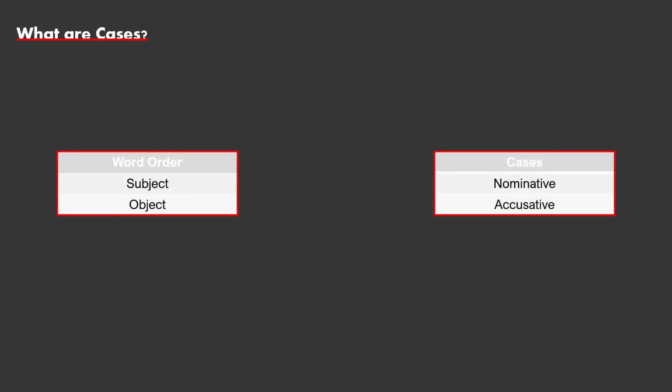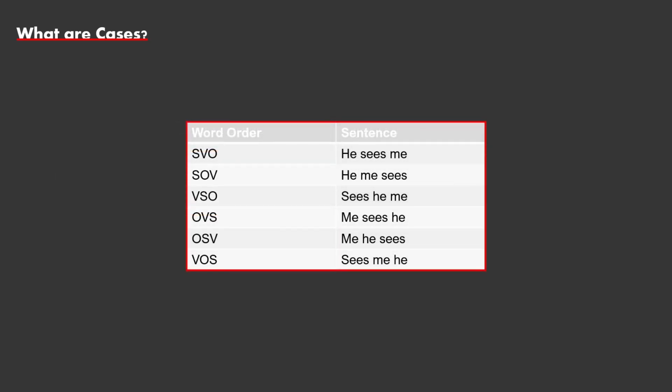So what are cases exactly, and what's the difference to word order? Well, there isn't much. Word order is obviously word order. However, cases are different. They both show the relationships of objects in a sentence, however. As we can see in this table, we have multiple different word orders, all being subject, verb, object, verb, etc. And we can tell what they mean just by looking at them, because we can tell the difference between he and me and automatically figure out what they mean. There are other ways, however, of discerning this.